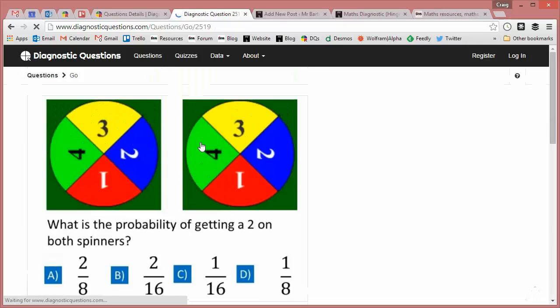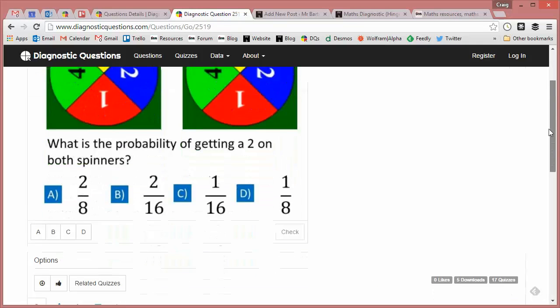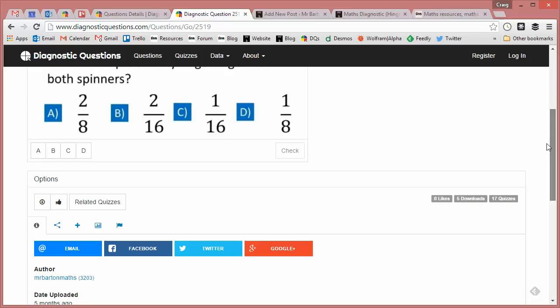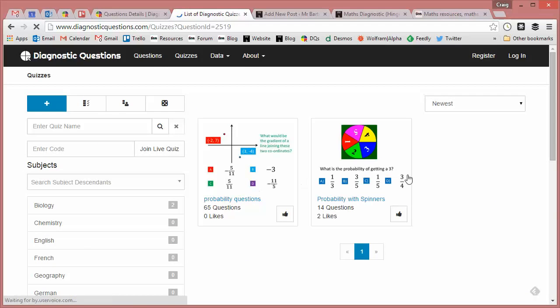If that's given you a taste for a bit more, there are a few quizzes that actually contain this question, and one of which in particular I'd like you to see. So I'm just on the Question Go page here, and if I click on related quizzes, there you go. I've put together a little probability with spinners, a classic combo. Some with single spinners, some with double spinners. There are 14 questions there. That'll really test your students' understanding of what's going on there.